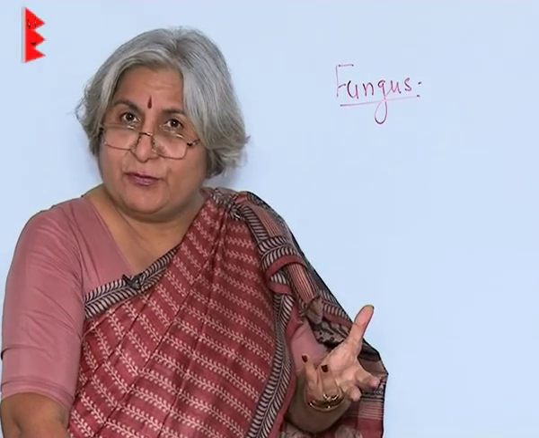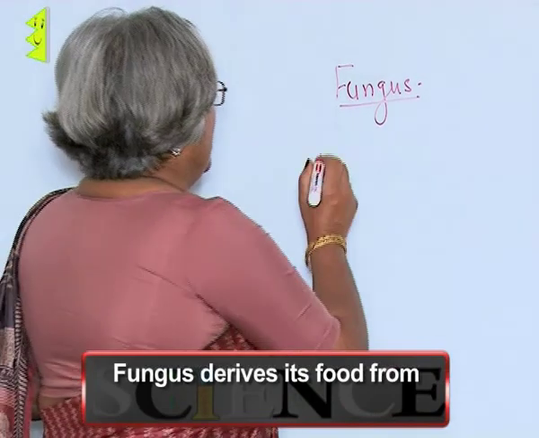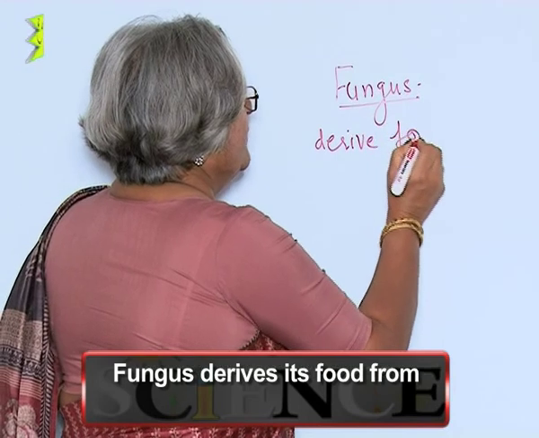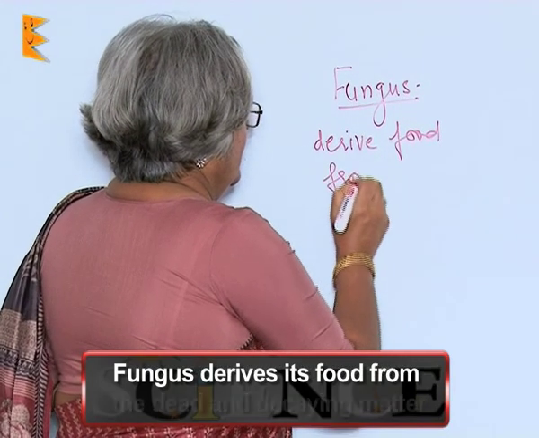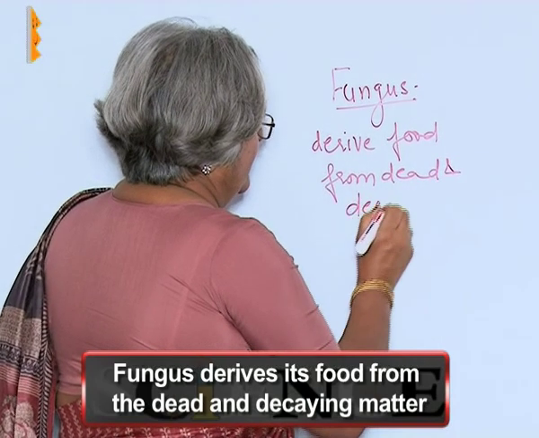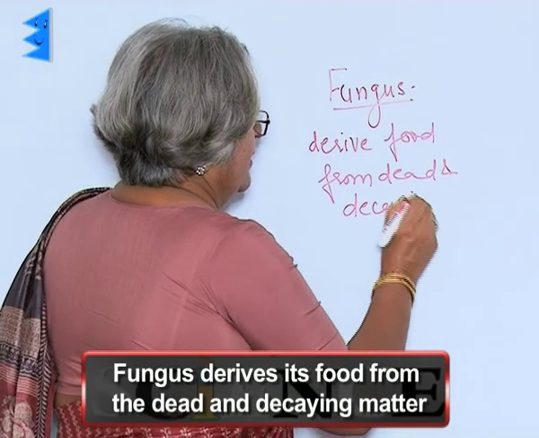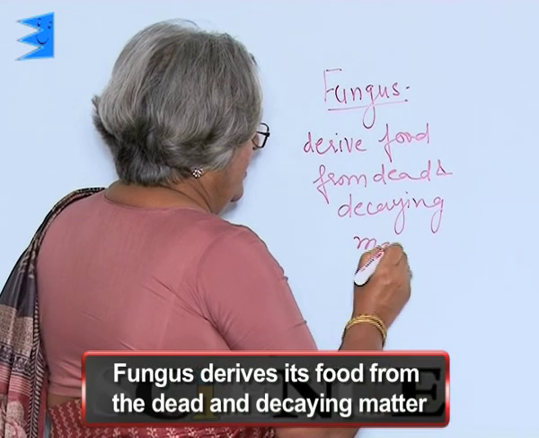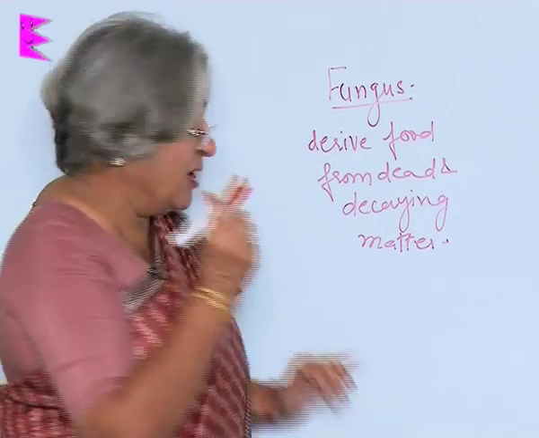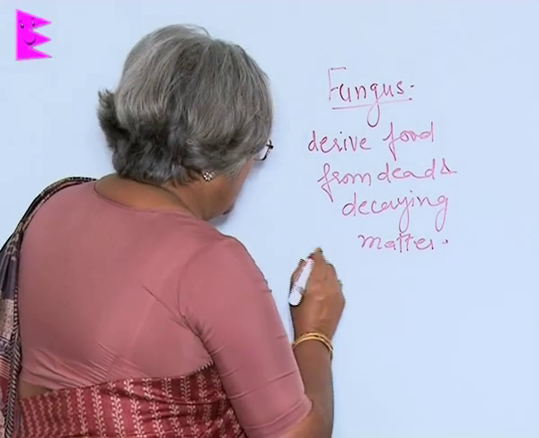How does it get its food? From the dead and decaying matter. They derive food from dead and decaying matter. Why did it turn black? Because spores are formed.